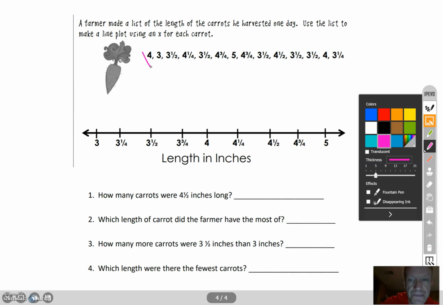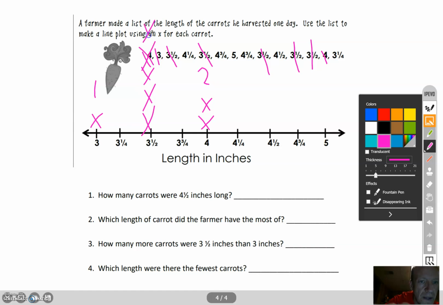1, 2. So I'm going to put 2 X's on 4 and write the number above. I'm going to go to the next one, which is 3. 1. And that's only 1, so I'm going to put an X and put the number 1. So now I'm going to do 3.5 now. 1, 2, 3, 4, 5. And the reason why I'm Xing them off is so I know I don't recount that.